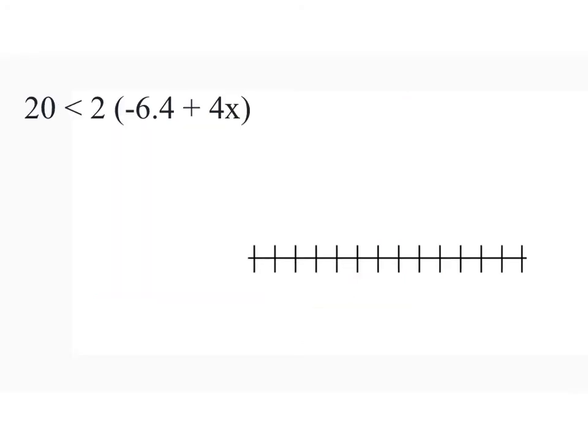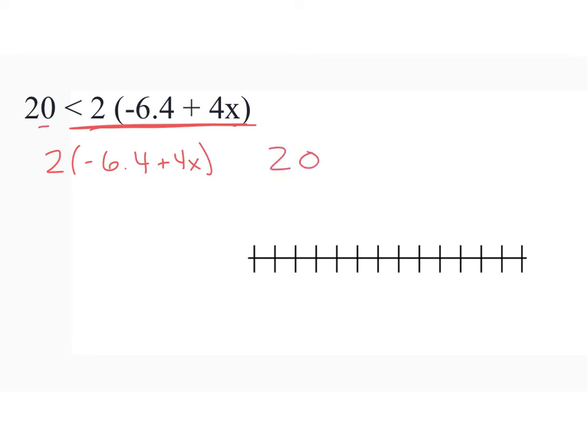All right, this next one we've got 20 is less than 2 parentheses, negative 6 and 4/10 plus 4x, close parentheses. So right off the bat, I can already tell my inequality is written backwards because I've got my variable on the right-hand side. So I think the first thing you should do is go ahead and rewrite this. So we're going to write everything that's on the right-hand side to the left. So 2 parentheses, negative 6 and 4/10 plus 4x. And then on the other side, we're just going to have our 20.